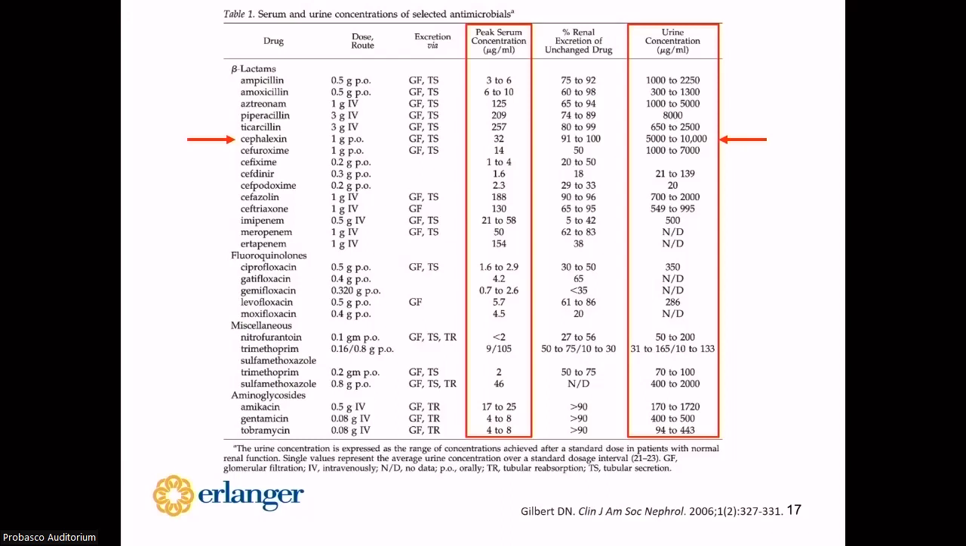Additionally, for these same reasons, an agent may still work even for organisms intermediate or even resistant to the agent. If we see a clinical response in the patient and then get the susceptibility report and it shows intermediate, there may not be a reason to change if it's an easily saturable target.